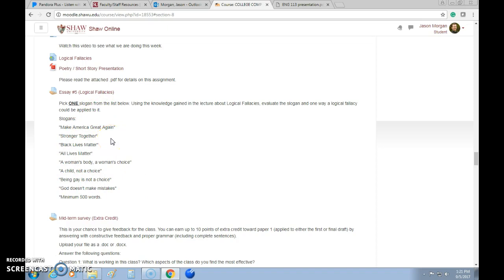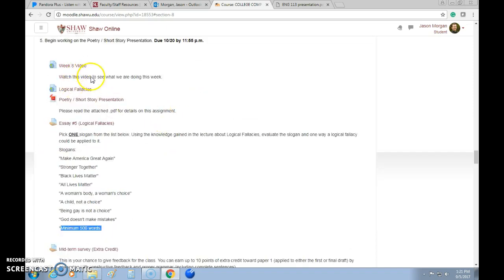If I personally disagree with your opinion, it's not going to affect your grade, and I won't even let you know, because I'm just going to see, can you pick one of these slogans and say, I believe this has a logical fallacy because it states this, but in reality, I think it means this, and here's why. And you do that in a minimum of 500 words. Then give some examples of why you think it means what it means.